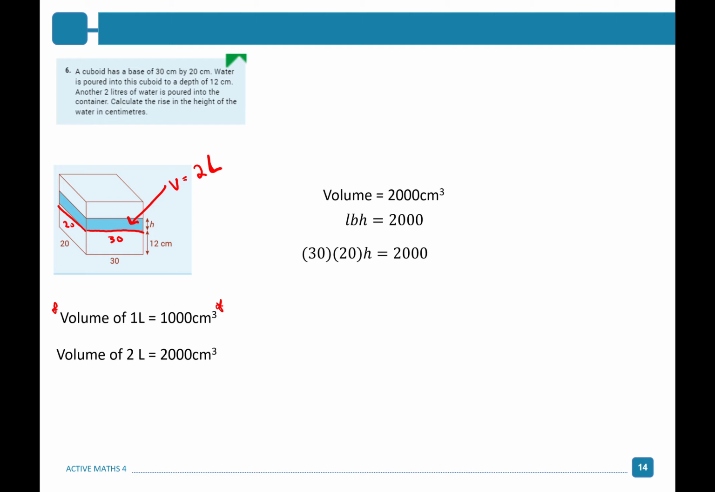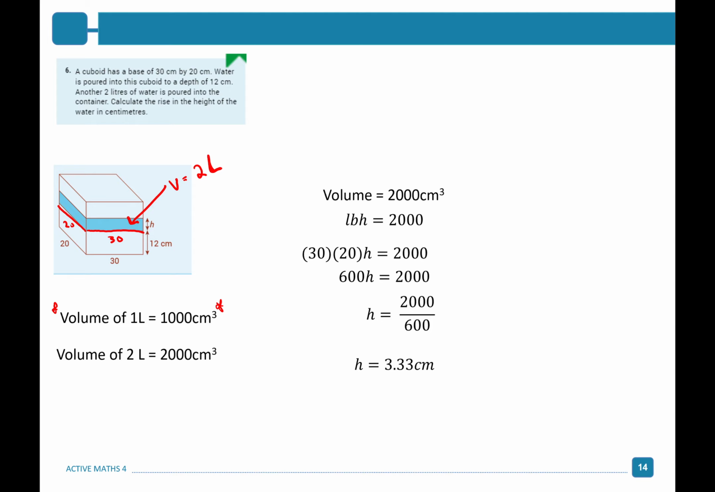Okay, so I want to find h. I'm going to multiply out, expand this equation. So 30 times 20 gives me 600, times h equals 2,000. I now want to find h, my height, so I'm going to divide by 600. I have h equal to 2,000 over 600, which gives me h, my height, of 3.33 centimeters. So the water has risen by 3.33 centimeters.